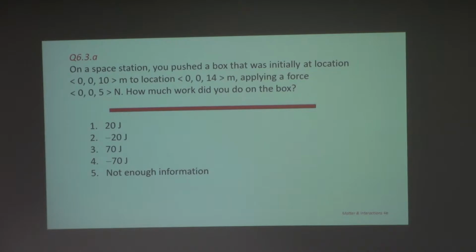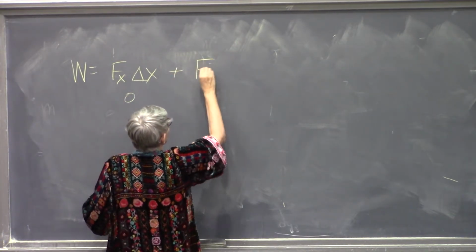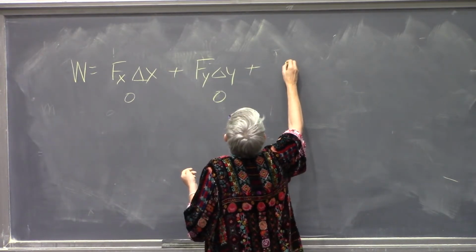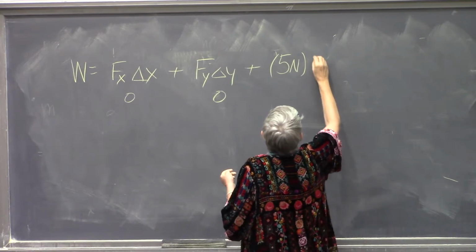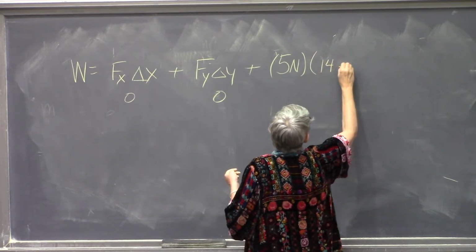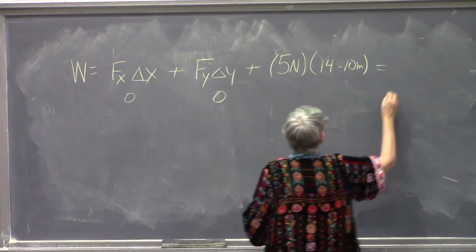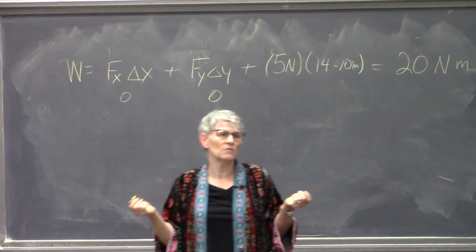Okay, answers? Okay, mostly people say 20, and that's correct. So our definition says work is the force in the x direction times the x displacement, that was 0, plus the force in the y direction times the y displacement, that was also 0, plus the z component of your force, which is 5 newtons, times the displacement in the z direction, which is 14 minus 10 meters. And so that looks like 5 times 4, so that looks like 20 newton meters. So a newton times a meter must be a joule.